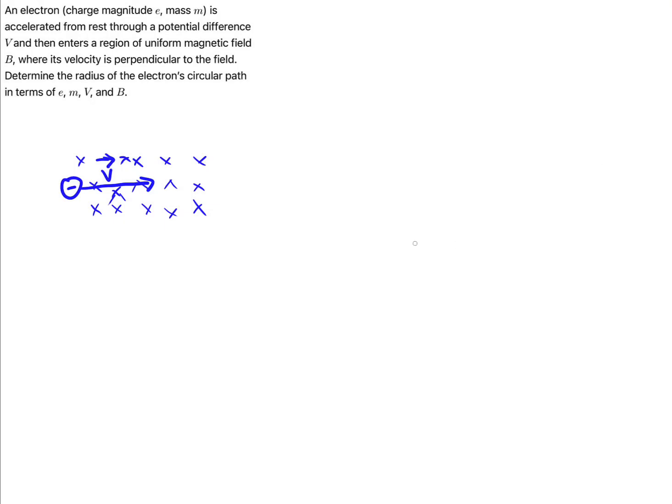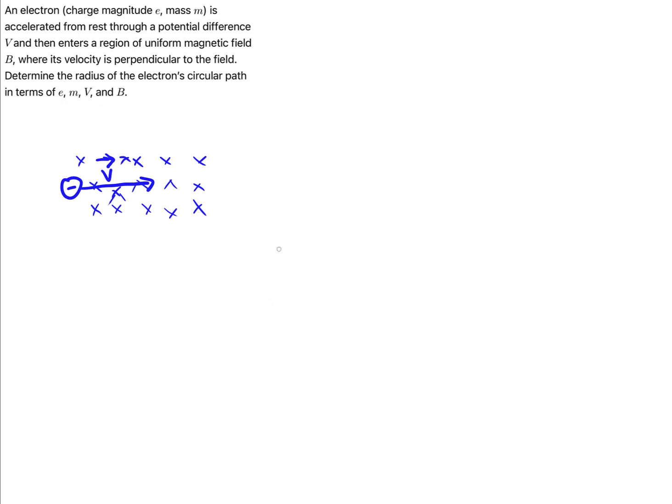An electron with charge magnitude E and mass m is accelerated from rest through a potential difference V and then enters a region of uniform magnetic field B, where its velocity is perpendicular to the field. Determine the radius of the electron's circular path in terms of E, m, V, and B.